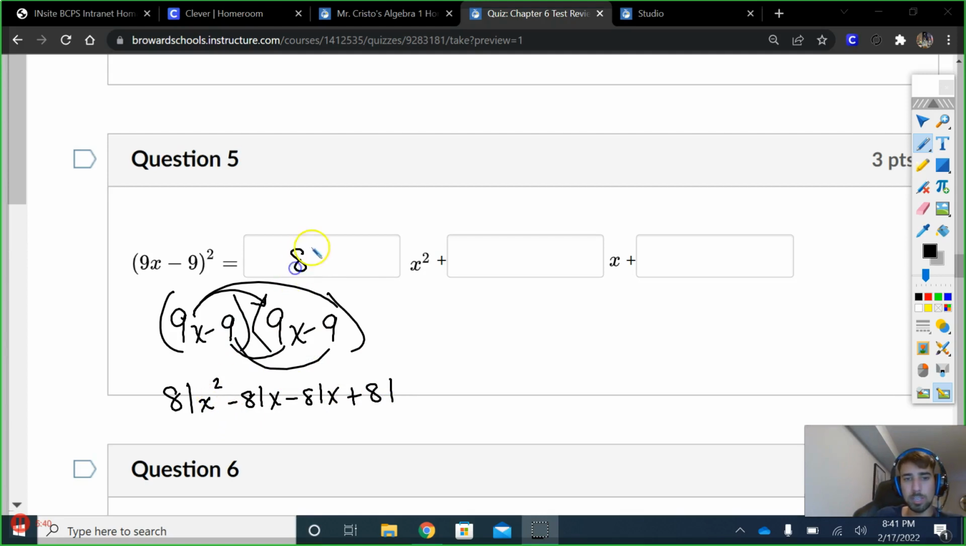So your answer should be 81x squared. These two, if you combine those like terms, you should get negative 162x and then plus 81.